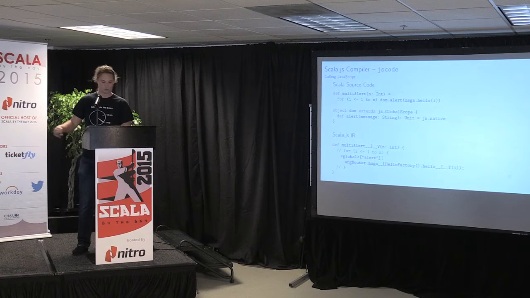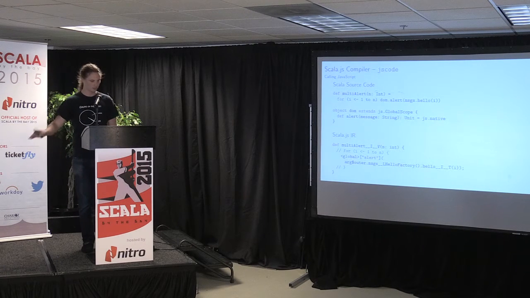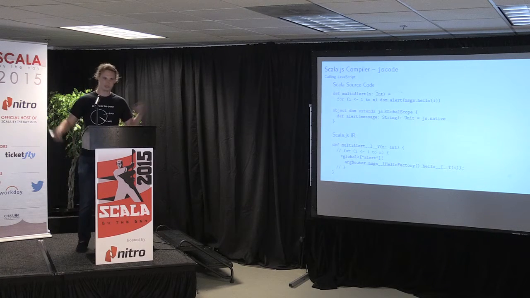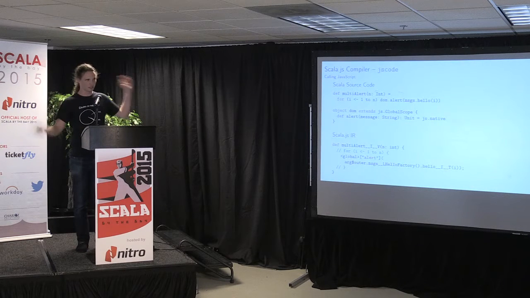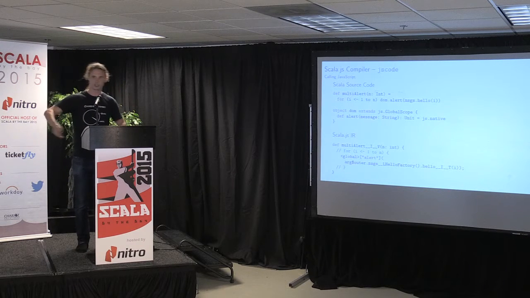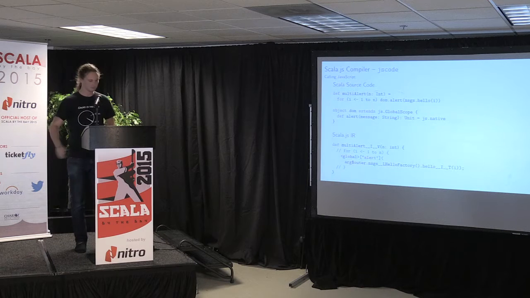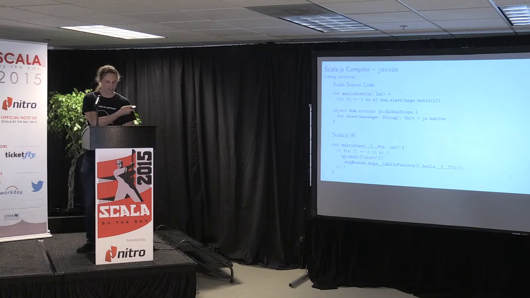Then we have the for loop. I'm going to spare you that. The code looks terrible because it's basically an implicit conversion on the integer and then an extension method on the integer and then the collection library and foreach. And it's terrible. And then you see that special thing here, global alert. This is how we represent calls to the JavaScript world.